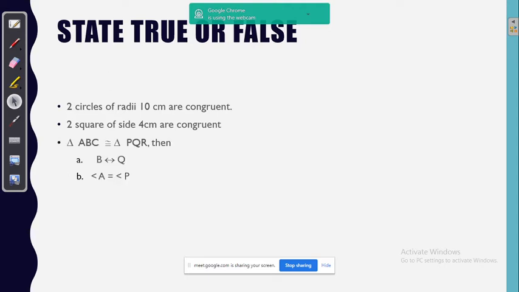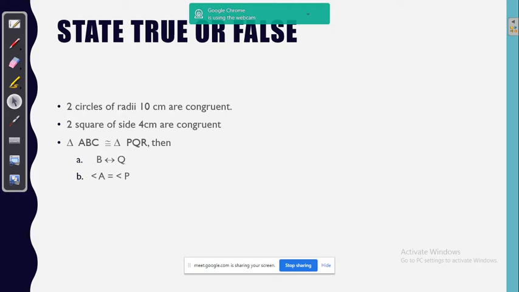Now the next question. I would like to have Ramya, can you read the question? Yes, ma'am. Triangle ABC congruent to triangle PQR. Then B is congruent to Q. Is that angle congruent? B, first option, is that congruent to Q or something else? Corresponding. Yes, Jafnavi, it is corresponding. B corresponds to Q. So the first question there is B corresponds to Q. State whether this is true or false.